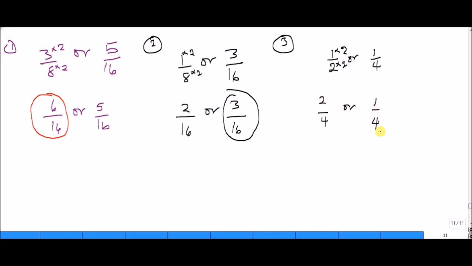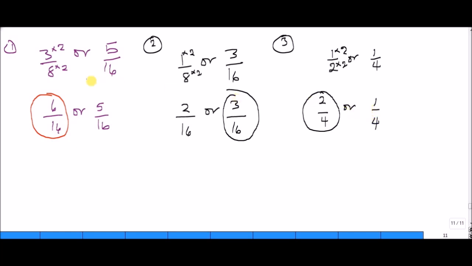Okay, so in each case the denominators have to be the same thing for us to compare them. If they are not the same, we cannot compare them. Our first step is to make them common. Okay, so we definitely know that 2/4 would be larger than 1/4.